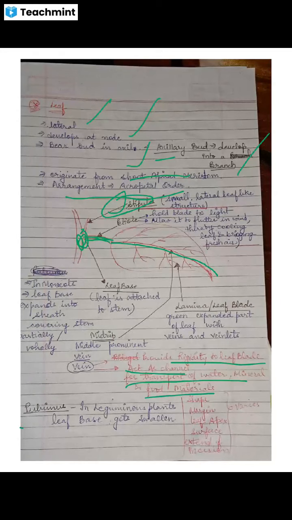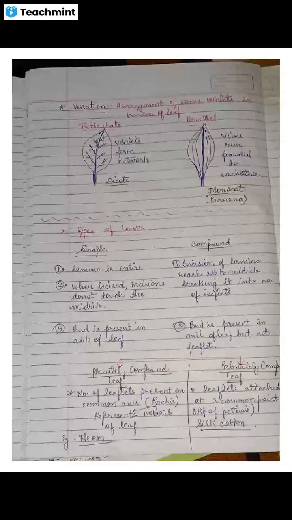Now pulvinus. In some leguminous plants, the leaf base gets swollen and it is called pulvinus. In monocots, the leaf base expands into a sheath-like covering, the stem partially or wholly. And leaves differ in shape, size, number of veins, and incisions.